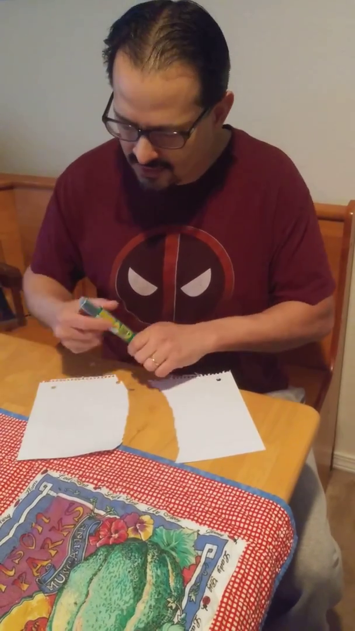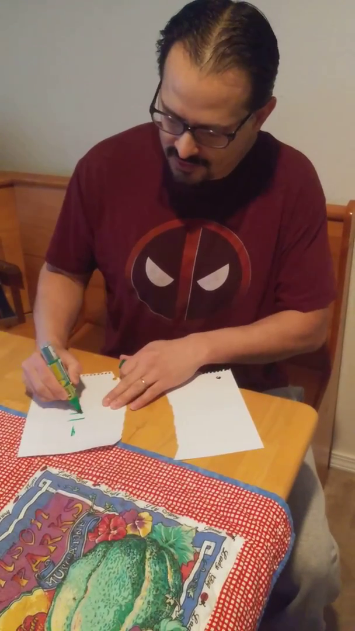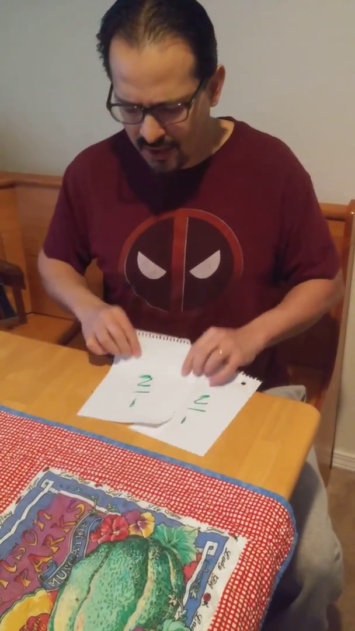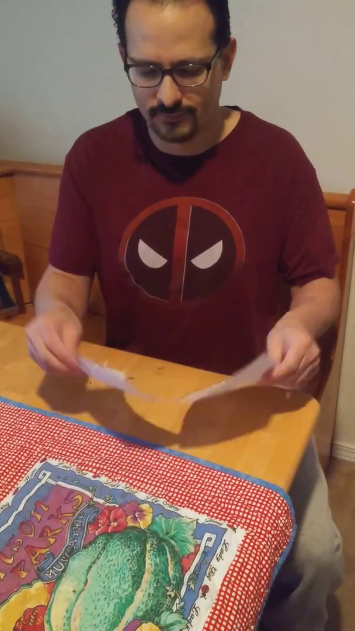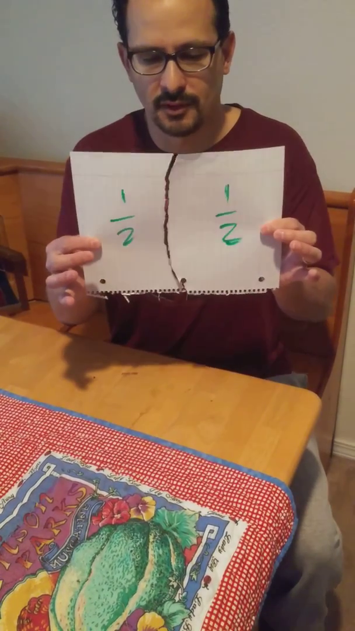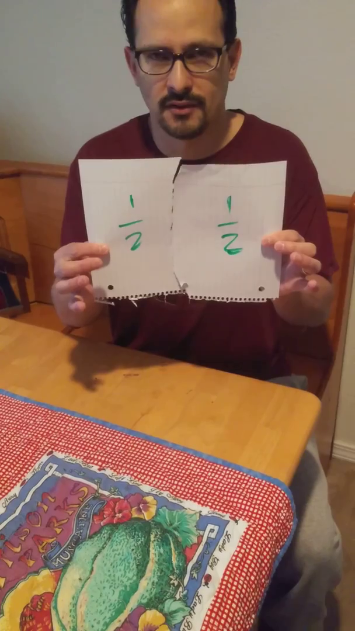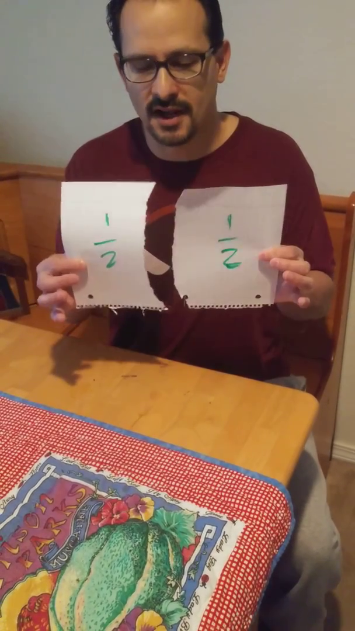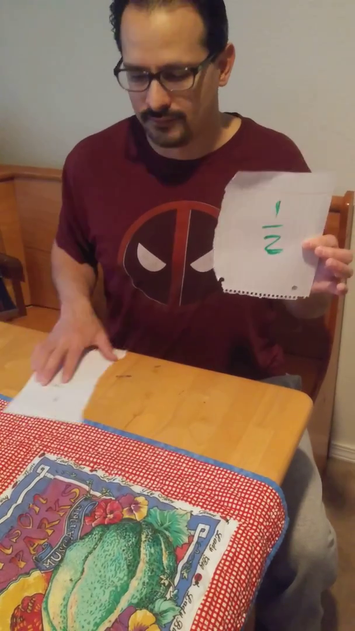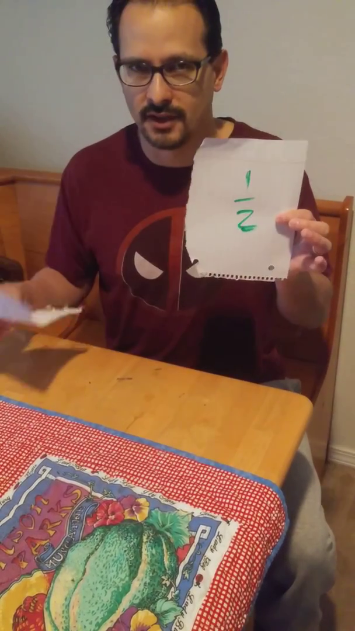So now this is 1/2 and this is 1/2. Right? 1/2 plus 1/2 does equal 1 whole. So if we were to put them together, you could see it's still 1 whole. But if we split it in half, it's 1/2. So now I have 1/2 of a whole. Now I have a whole. Now I have the 1/2.